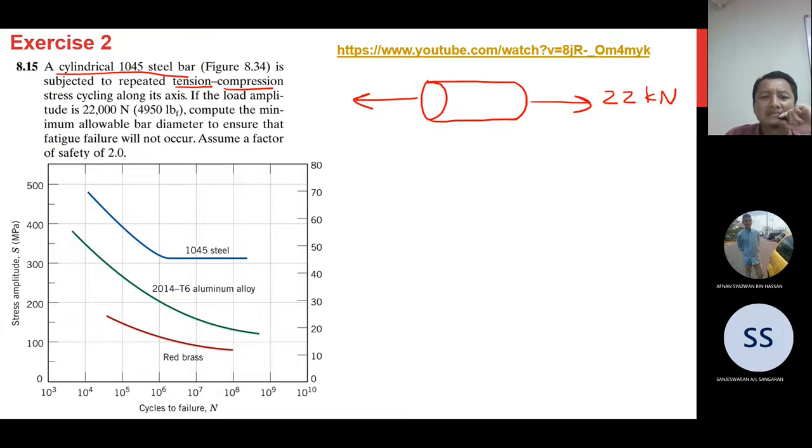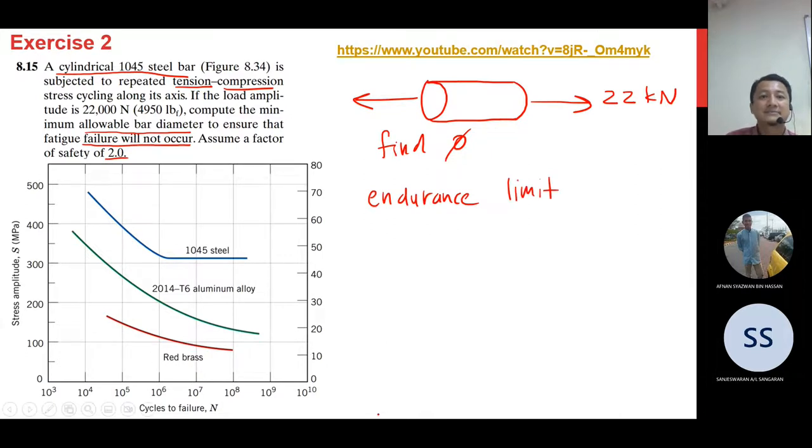Compute the minimum allowable bar diameter. So berapa diameter? We're trying to find diameter to ensure that fatigue failure will not occur. Tidak fail. Assume a safety factor of 2.0. Maksudnya, bila nak failure not occur, maksudnya endurance limit. Bergantung kepada material, kamu nak pakai apa? Ini dia pakai ni, 1045. So, 1045 steel, tengok curve dia. Which one? Berapakah endurance stress yang menyebabkan dia akan hidup selama-lamanya?